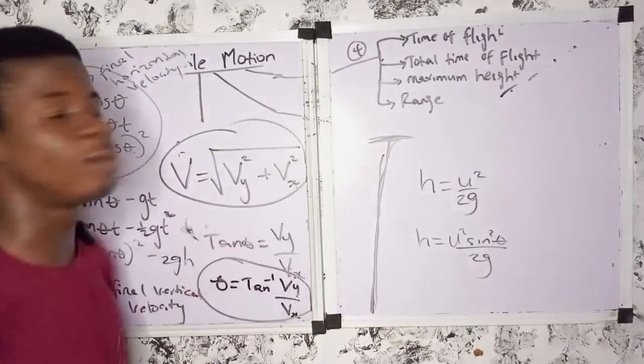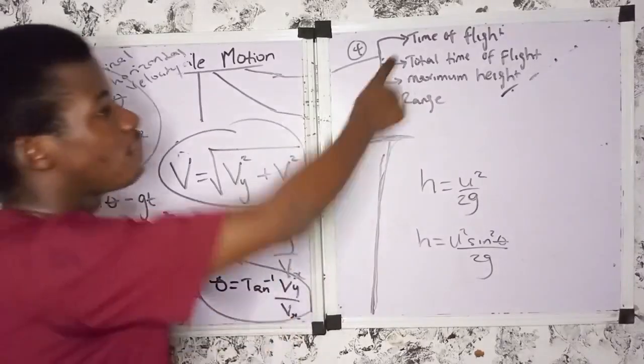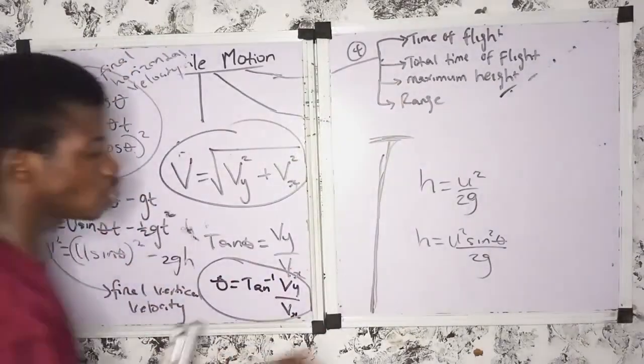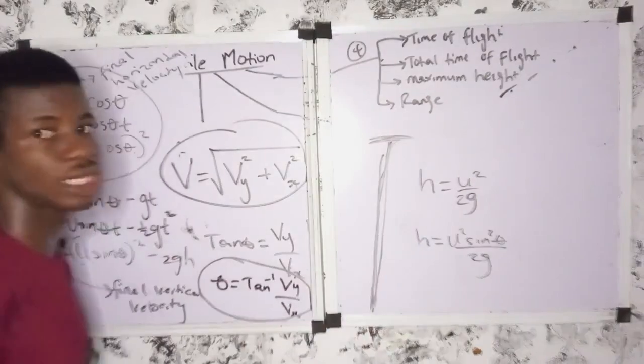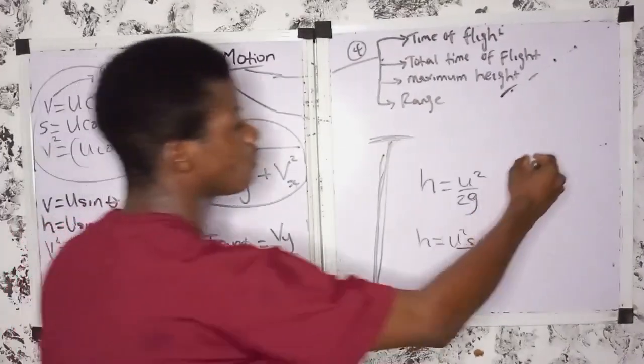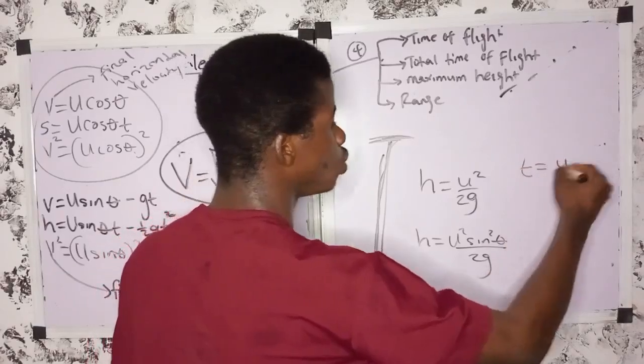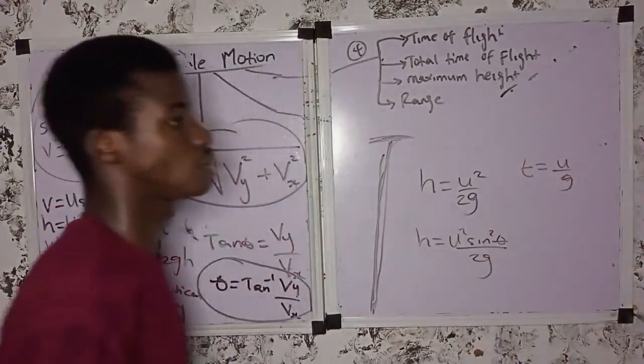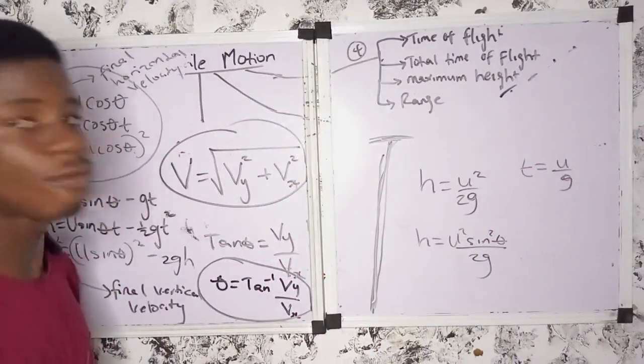So I've talked about maximum height. Now let me talk about time of flight and total time of flight. Time of flight is the time it takes a projectile to reach the maximum height. The time it takes that projectile to reach the maximum height is known as time of flight, and t equals u over g. This is the formula for time of flight.